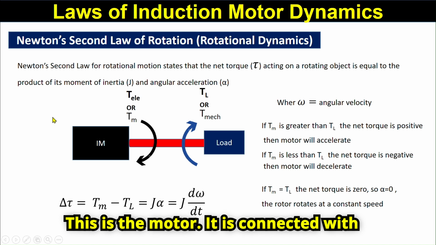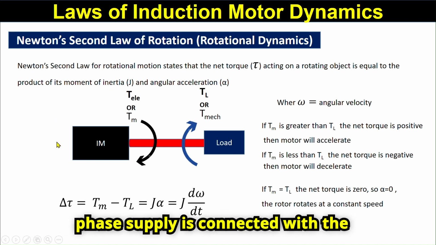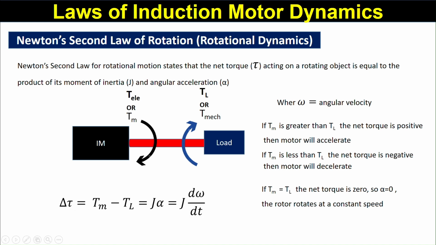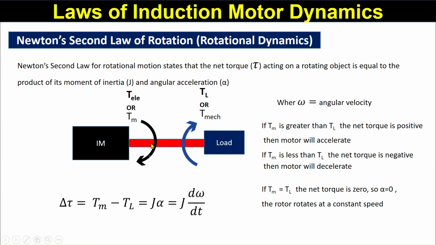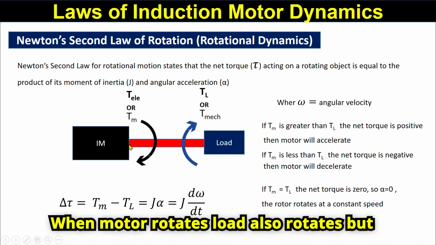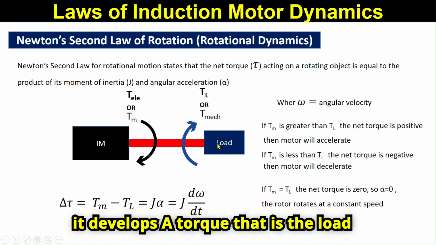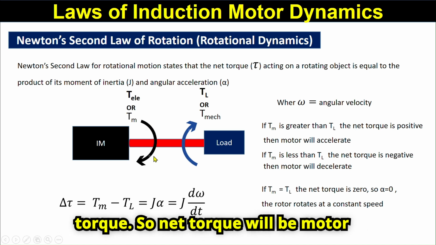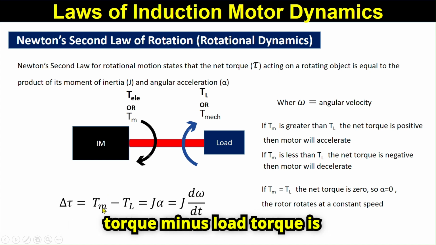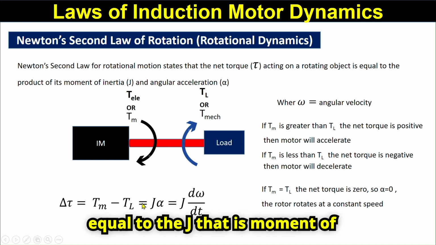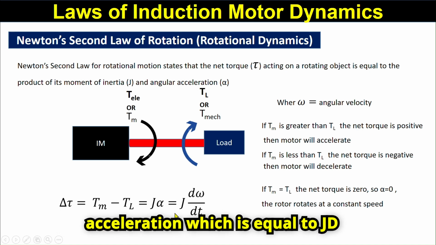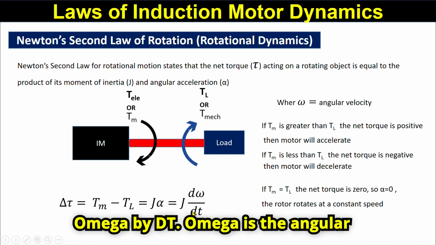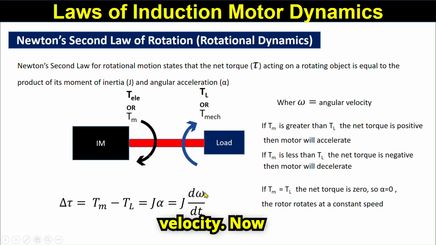This is the motor. It is connected with the three-phase supply. When the three-phase supply is connected with the induction motor, it develops a torque, which I already explained to you. This is called the motor torque. This motor is connected with the load. When the motor rotates, the load also rotates, but it develops a torque, that is the load torque, which is opposite to the motor torque. So net torque will be motor torque minus load torque, equal to J, that is the moment of inertia, times alpha. Alpha is the angular acceleration, which is equal to d omega by dt, where omega is the angular velocity.